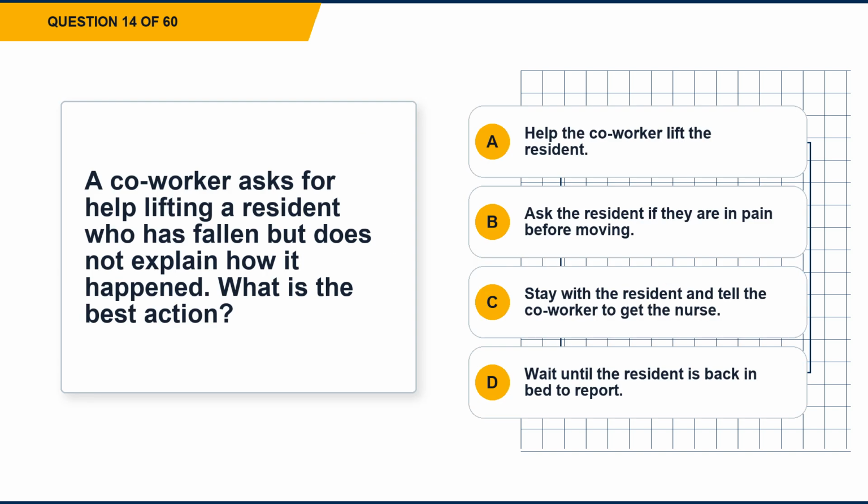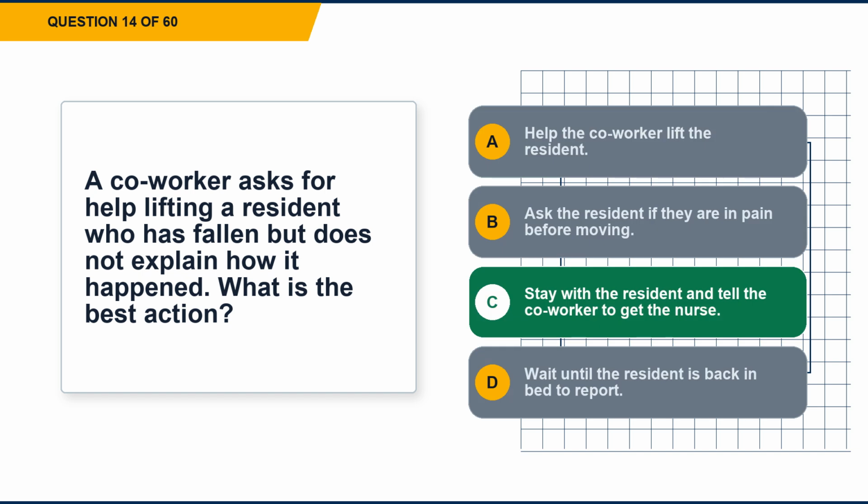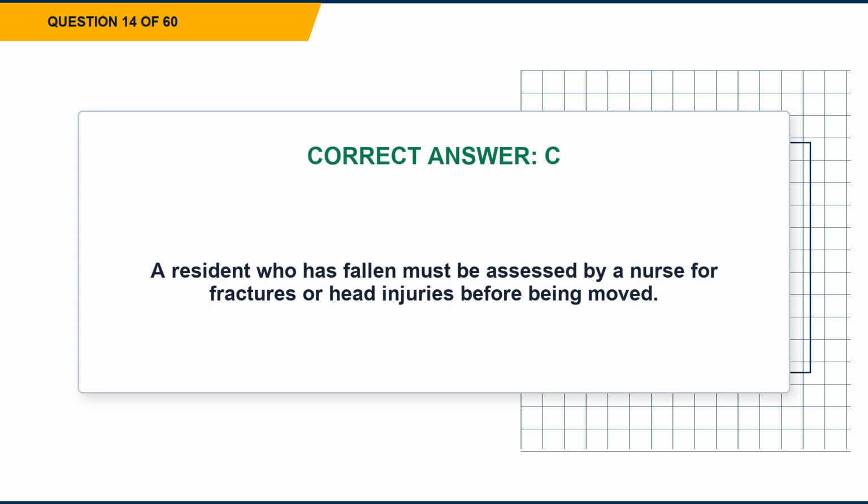Question 14. A coworker asks for help lifting a resident who has fallen but does not explain how it happened. What is the best action? Option A, help the coworker lift the resident. Option B, ask the resident if they are in pain before moving. Option C, stay with the resident and tell the coworker to get the nurse. Option D, wait until the resident is back in bed to report. The correct answer is option C, stay with the resident and tell the coworker to get the nurse. Explanation: a resident who has fallen must be assessed by a nurse for fractures or head injuries before being moved.